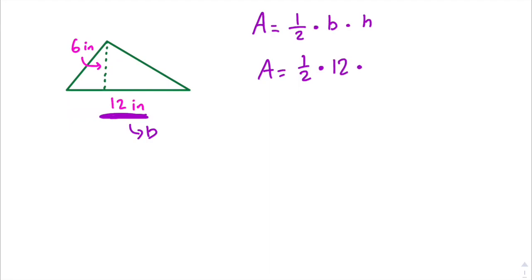Now the height is this section right here. So it tells us that it's 6, so that means that our height is 6. So instead of 8, you plug in 6, and then all you do is just multiply across.